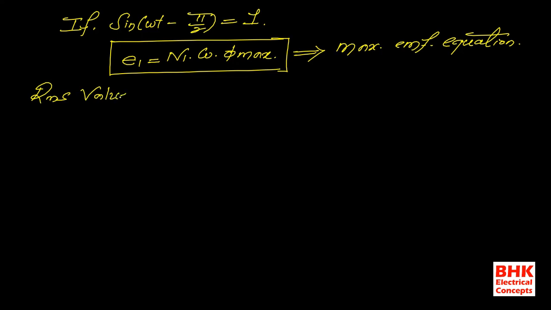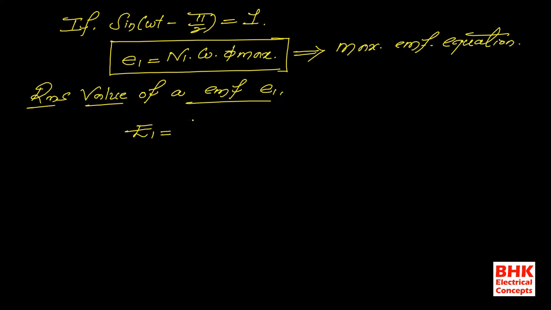So the RMS value of EMF E1. We know that whenever we go for the RMS value, we simply divide by root 2 from the actual value. That is the reason why, instead of small e1, I am writing capital E1, because here capital E1 represents the RMS value of EMF e1.